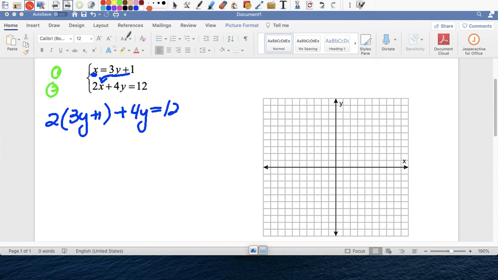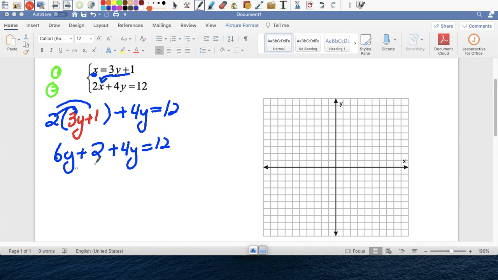So let me just change colors here. So that's what I replaced. I put 3y plus 1 over here. So now we start to solve in terms of y. Distributive property, we get 6y plus 2 plus 4y equals 12. Combine like terms, that's 10y plus 2 equals 12.